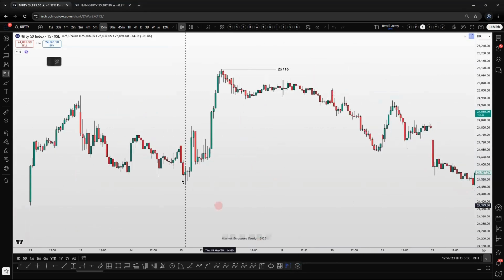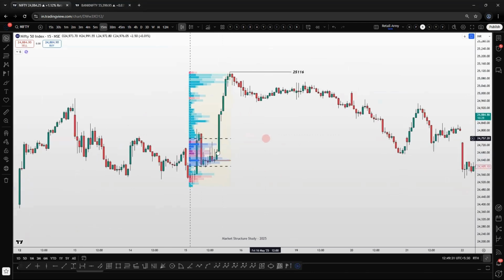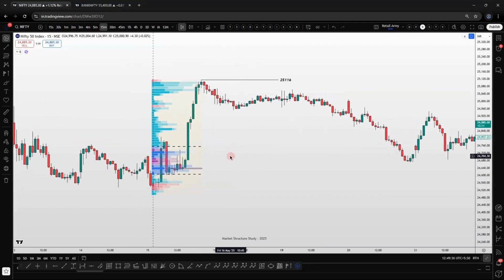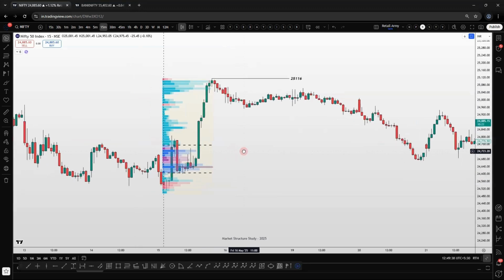So what did I do? From this swing low to this swing high, I applied the FRVP. Again, FRVP settings, color coding, all this has already been shared in the first video, that is your traps video. Watch that and you will understand everything in detail.